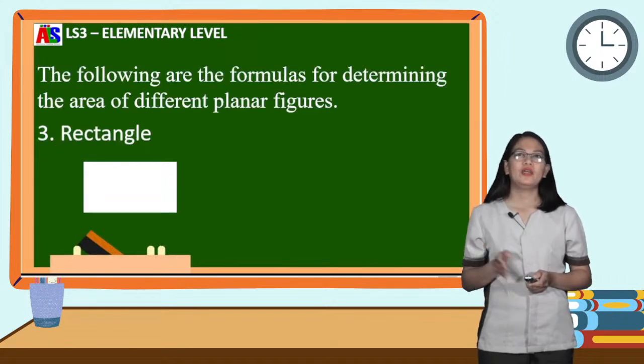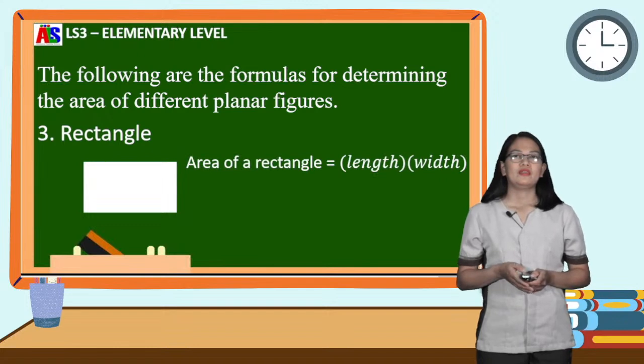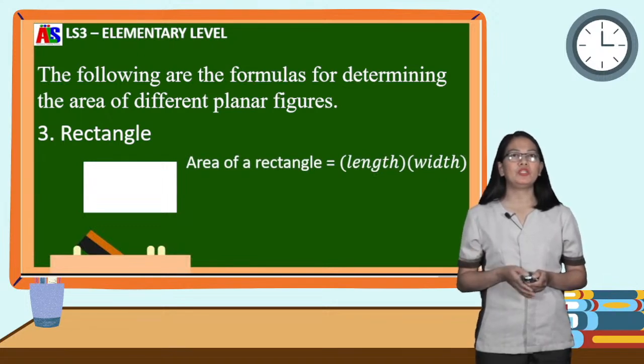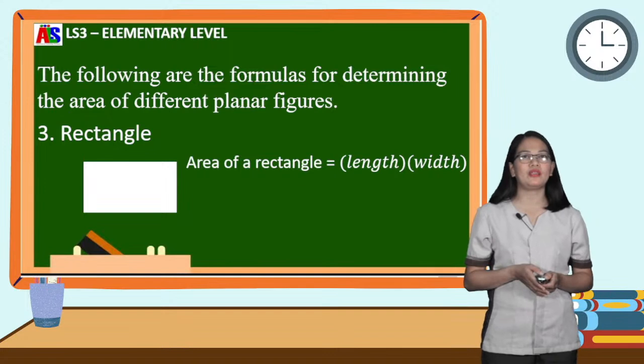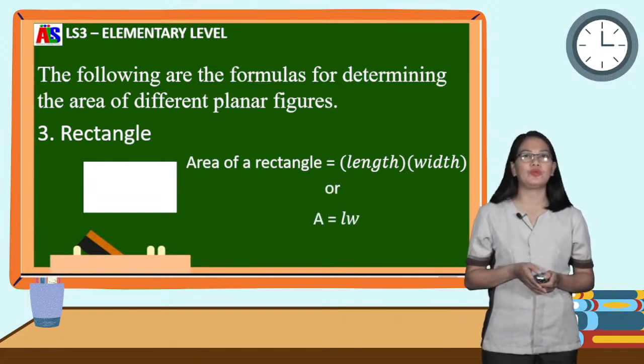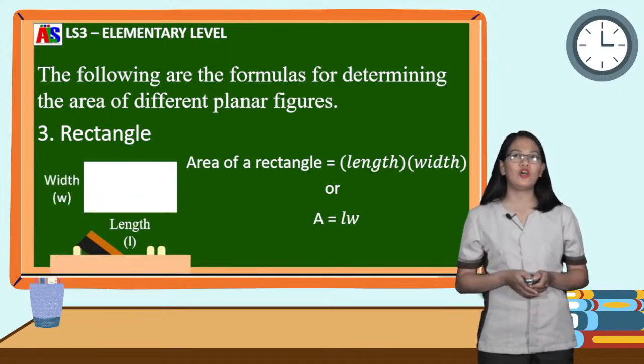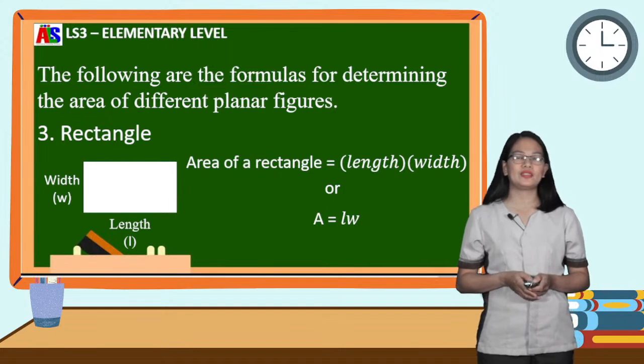Okay, now, next on our figure is the rectangle. The formula is, we will simply multiply the length and the width. Or we can simply use A is equal to LW. The length is actually the longest side, while W is the shortest side.